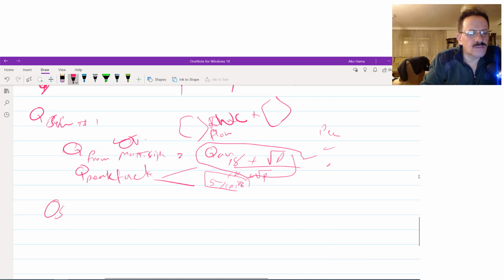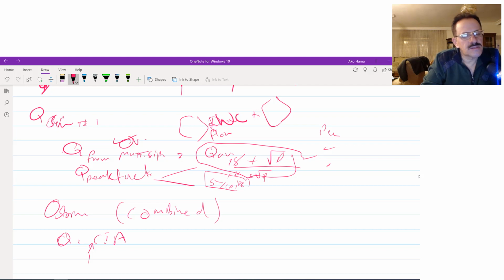We have the storm, because I want you to design for combined flow. For the combined, you know that Q is equal to CIA, and C will be an average, and you can take it as 1 for the ultimate peak flow, and I is the intensity of the runoff that we have. I think it was given to you, I think it's 30 millimeter per hour, and the area here is the area of the location that you have.